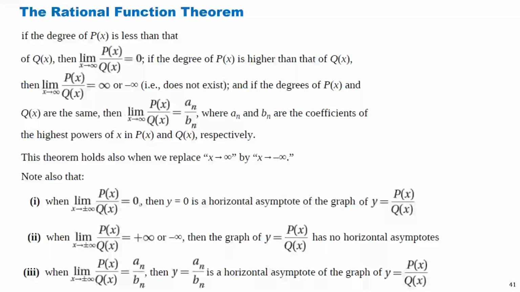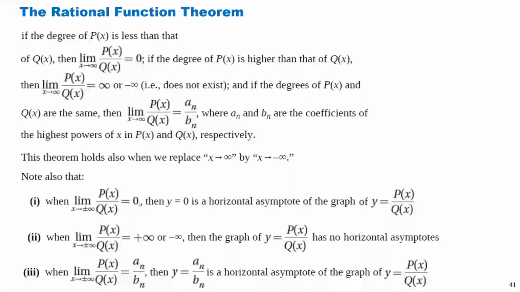And if the degrees of p(x) and q(x) are the same, then the limit of p(x) over q(x) when x approaches positive infinity equals an over bn, where an and bn are the leading coefficients of the highest powers of x in p(x) and q(x) respectively. So this is the main takeaway of the previous examples we have talked about. Again, I'm not going to prove this for you. Just remember, it's a rational function theorem. If you have a rational function, then you could apply this theorem to help you solve questions. Okay.